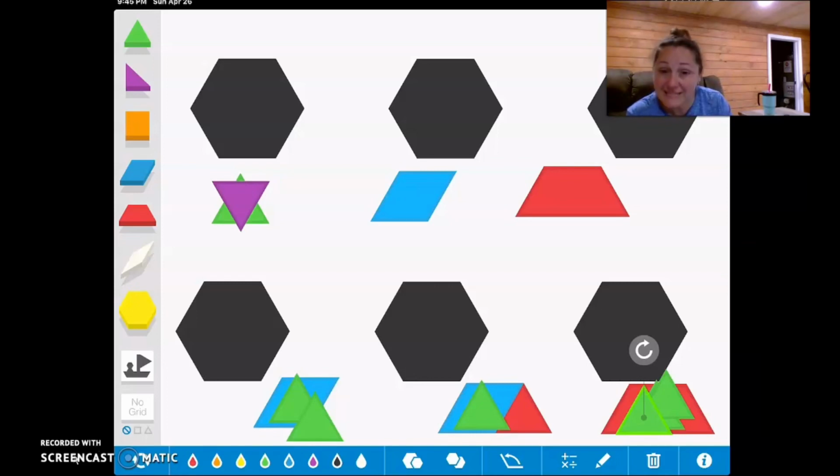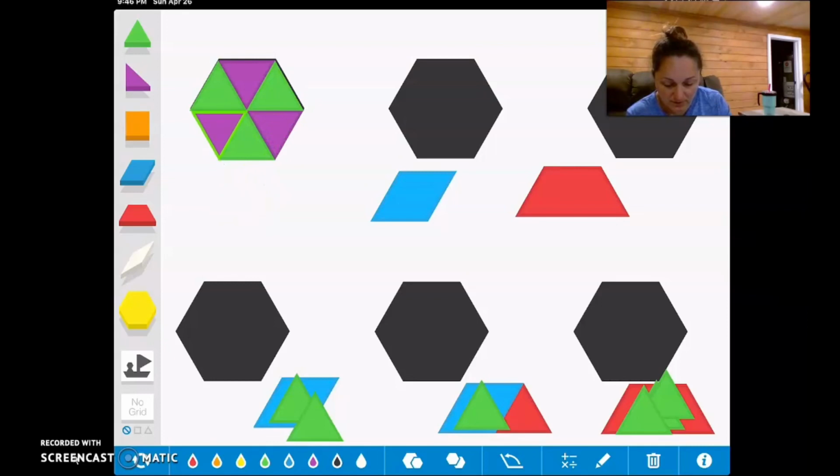So let's see. I've got some triangles here. And if I move these triangles, I can build a hexagon. So how many triangles did I need to build a hexagon? I used 1, 2, 3, 4, 5, 6. 6 triangles to build a hexagon. Okay, that's kind of cool.